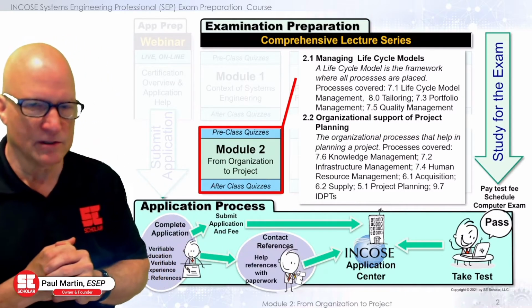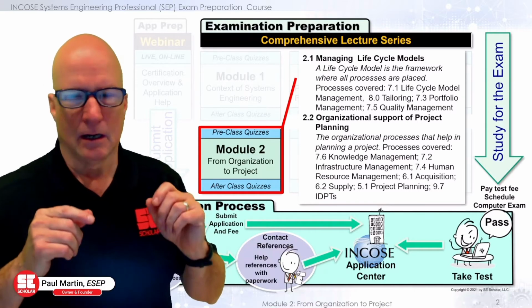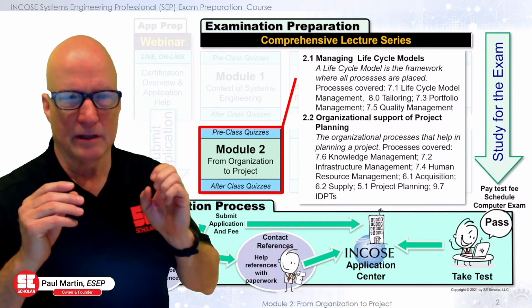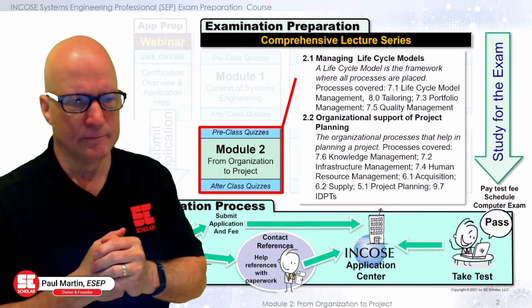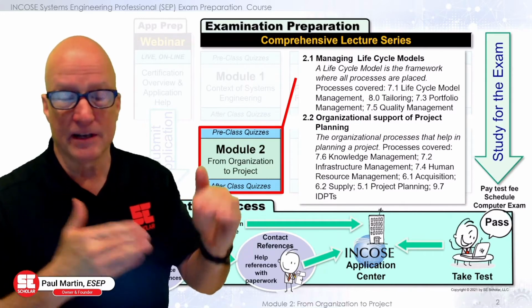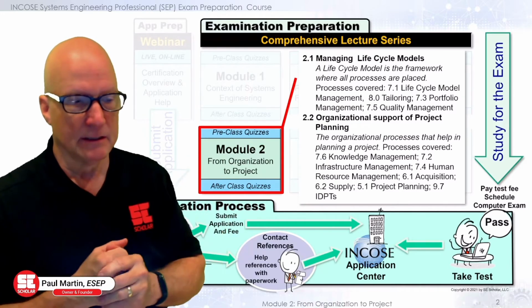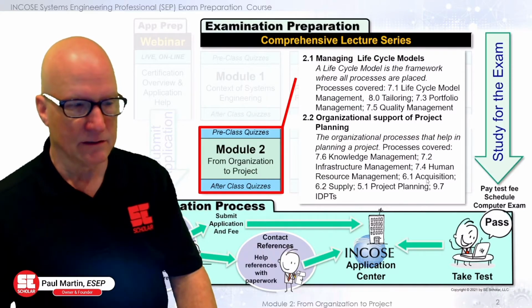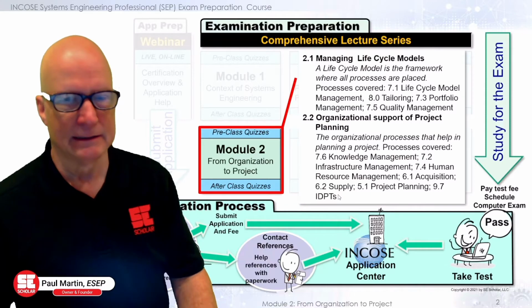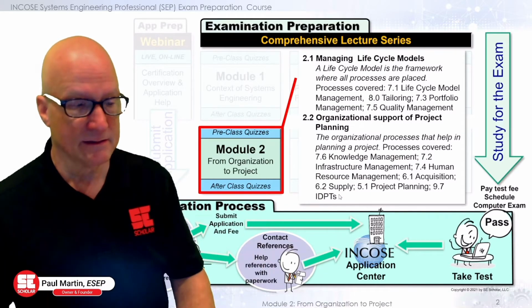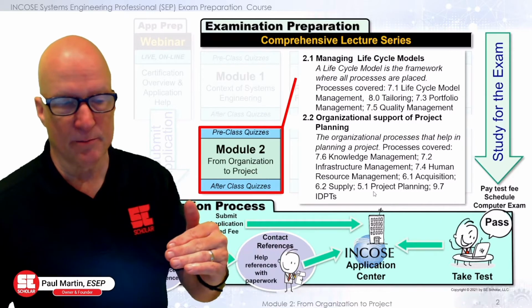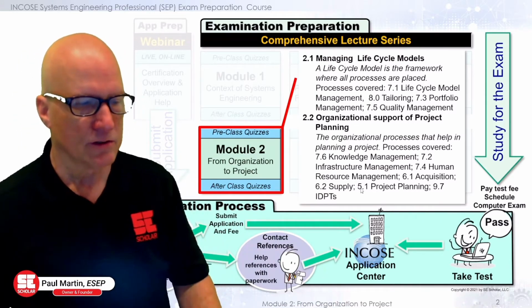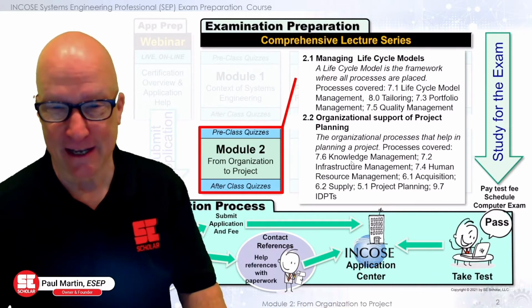Chapter 7, of course, is the organizational effort to enable projects. And then we're going to actually finish up that whole chapter 7. And then probably we'll jump in at the end of the day, talking about acquisition and supply, the agreement processes. And then we'll jump into chapter 5 just shortly, a little bit, talking about project planning. So it's a full day ahead.